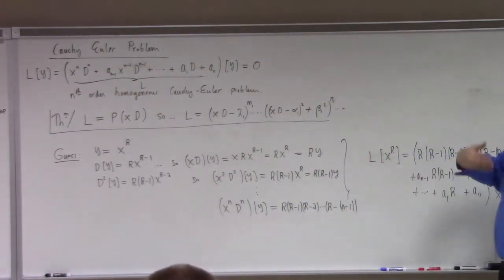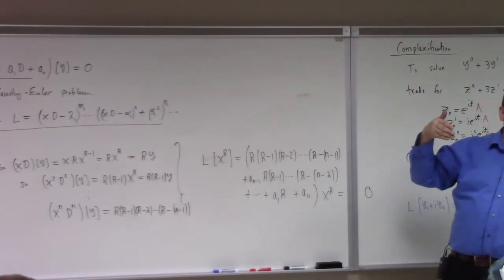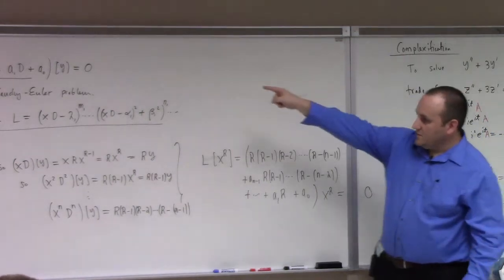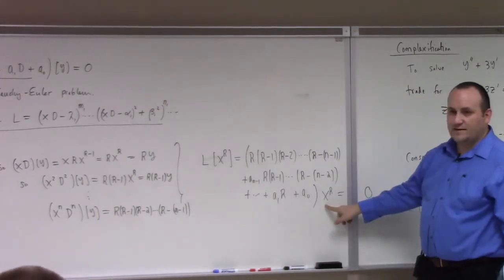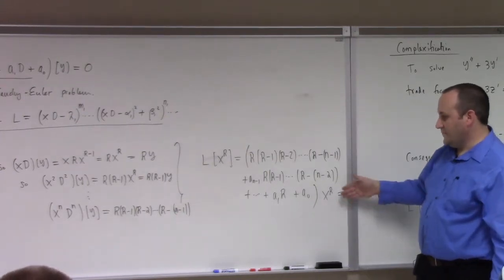Because if you differentiate, basically we're differentiating, let's say, k times, but then we're multiplying by x to the k. So we reduce the power by k, but then we increase it by k by multiplying back by x to the k. So every single term results in x to the r times some constant. Those constants are somewhat complicated, but here they are. Right?